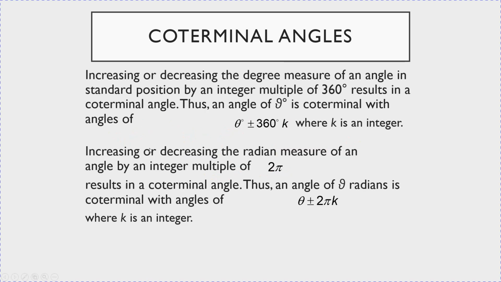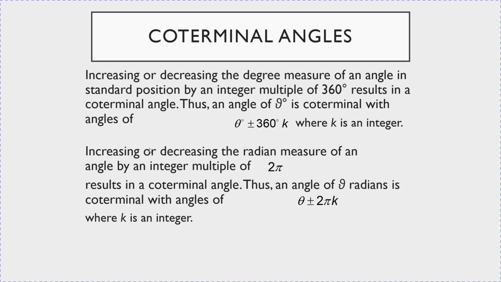All right, so increasing or decreasing the degree measure of an angle in standard position by an integer multiple of 360 degrees, so literally just by adding or subtracting 360 degrees, which is the same thing as 2 pi, results in a coterminal angle. Thus an angle theta degrees is coterminal with angles of theta degrees plus or minus 360k, where k is an integer. And if you have it in radian measure, same thing.